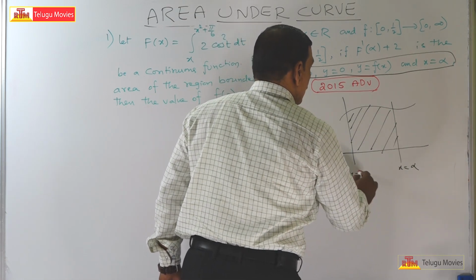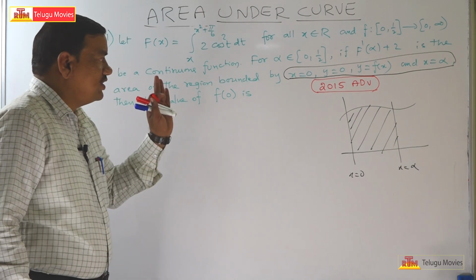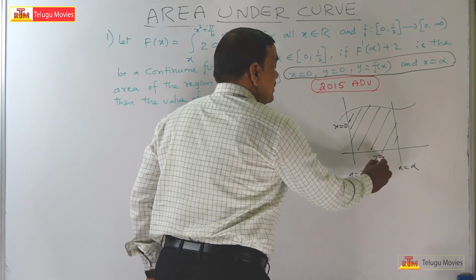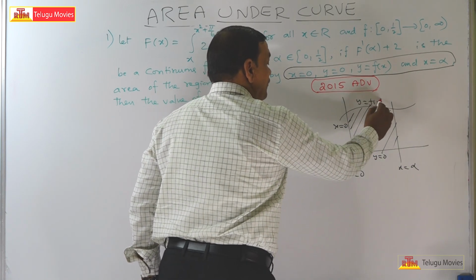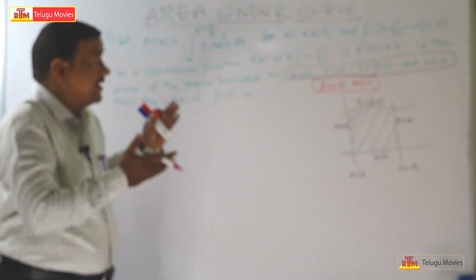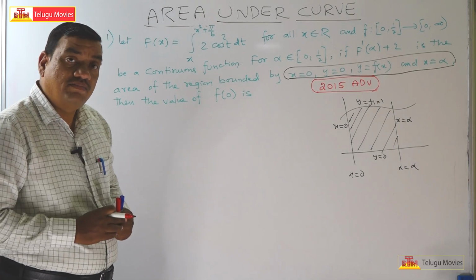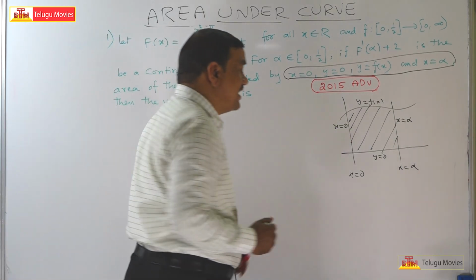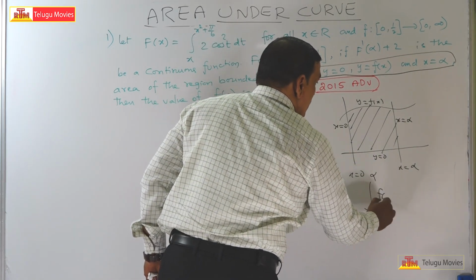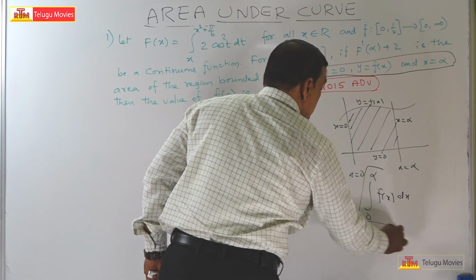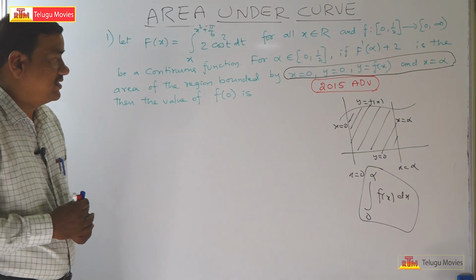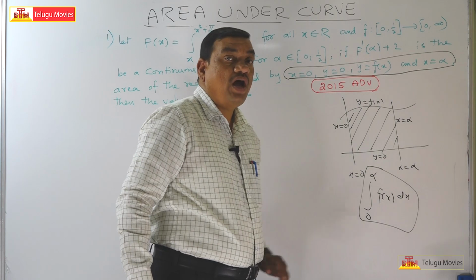So, this is x equal to 0, which means the y axis, and this is y equal to 0, this is y equal to f of x, and this is x equal to alpha. That is the area bounded by the curve and the three lines. This area is symbolically denoted as the integral with lower bound 0 and upper bound alpha of f of x dx. Lower bound 0, upper bound alpha.